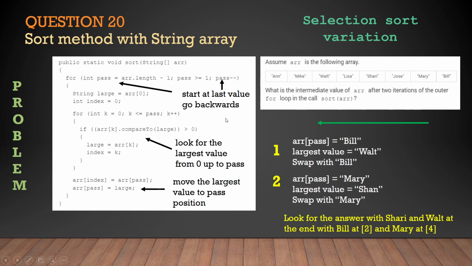It's looking for the largest value among all these things here. So what do you guess it finds as the largest value? Well, it's probably going to be Walt the first time. The largest value is Walt. So at the end, we're going to swap that value with Bill. So Bill and Walt get their positions swapped. Next time around, our value of pass is Mary, and we're going to look for the next biggest one, which would turn out to be probably Shari. And then Shari would swap with Mary. Okay? Not too complicated there.